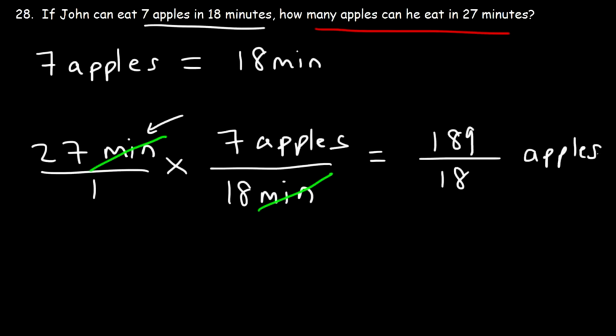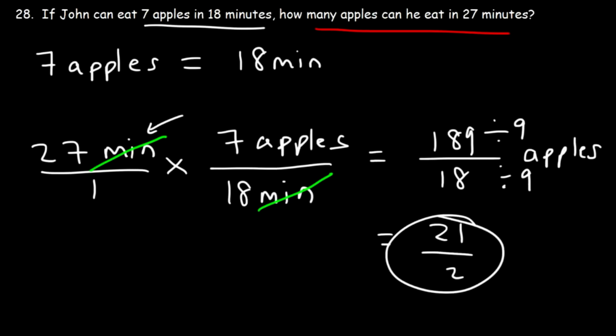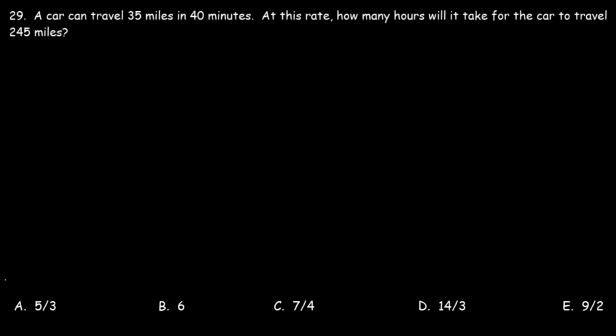Now we can reduce this fraction. We could divide the top and the bottom by 9. 189 divided by 9 is 21. 18 divided by 9 is 2. So you get the same answer, 21 over 2, or 10.5 apples. So with these problems, you can solve it using a proportion or using a conversion factor.